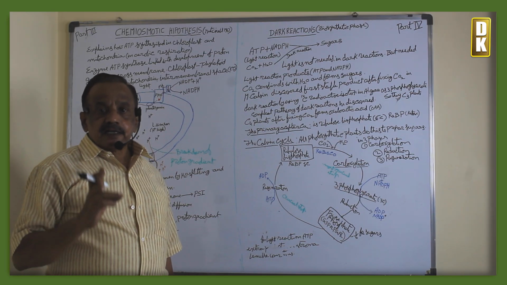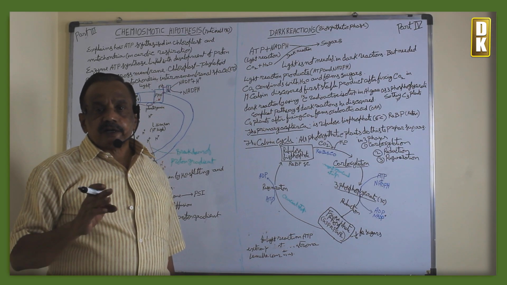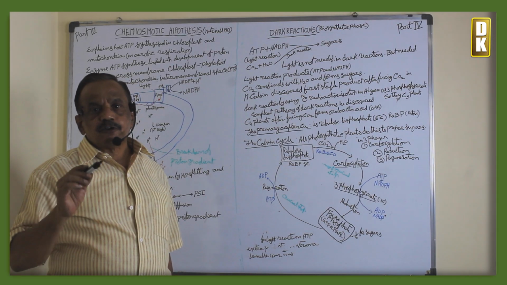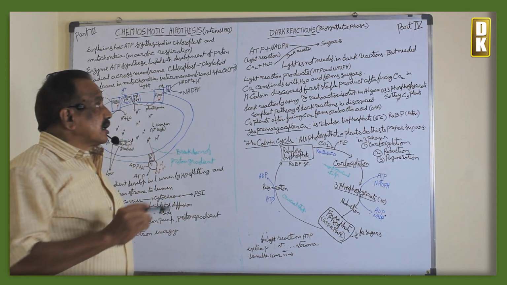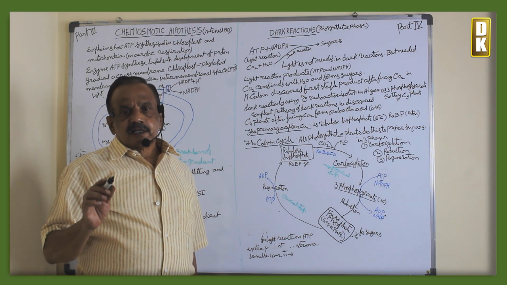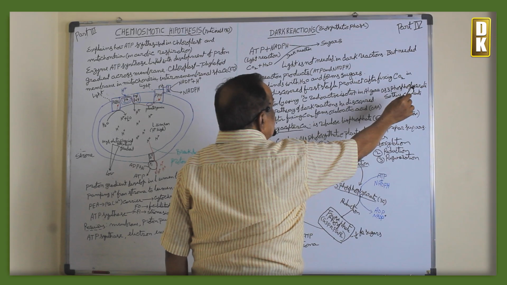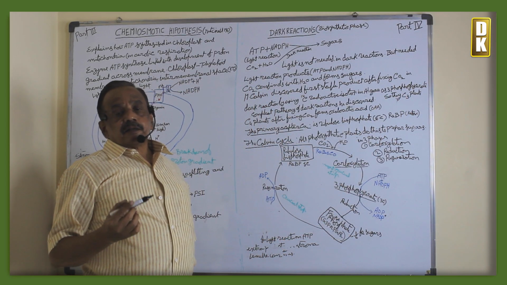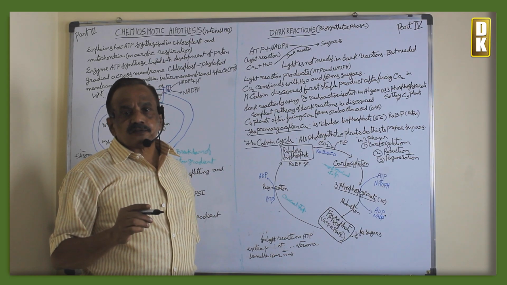Calvin is the scientist. In the Second World War, they came to know the importance of radioactive elements. So by using the C14 radioactive isotope, he found out which stable product is formed first in this dark reaction. That stable product is 3-phosphoglycerate. 3-phospho means the phosphate is attached at the third position carbon.